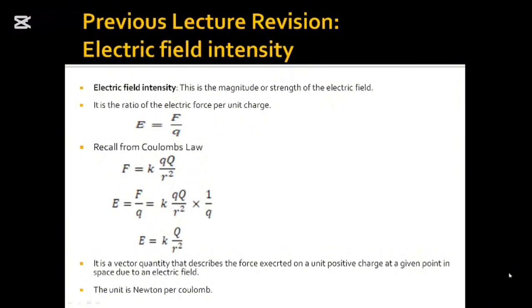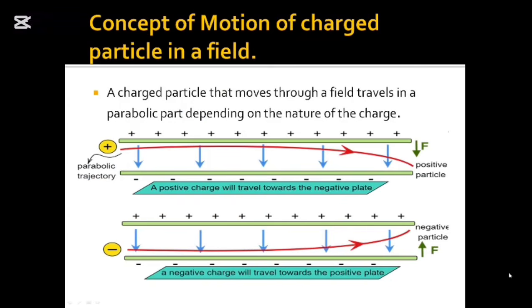The unit of electric field intensity is Newton per coulomb. And why is it Newton per coulomb? Force is measured in Newton and charge is measured in coulomb. So since electric field intensity is force per charge, that means the unit is Newton per coulomb. This is the revision of our previous class. Let's see what today's class holds for us.